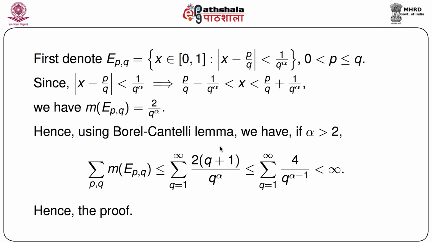Now we directly apply the Borel-Cantelli lemma. We have, for alpha greater than 2, the summation over all p, q of m of E_pq is less than or equal to the summation over q equals 1 to infinity of twice q plus 1 by q to the power alpha. With a little bit of algebra we can get this, and it is less than or equal to the summation over q equals 1 to infinity of 4 by q to the power alpha minus 1. Note that alpha is greater than 2, so alpha minus 1 is greater than 1. That means this entire quantity is finite. So that actually proves the result.